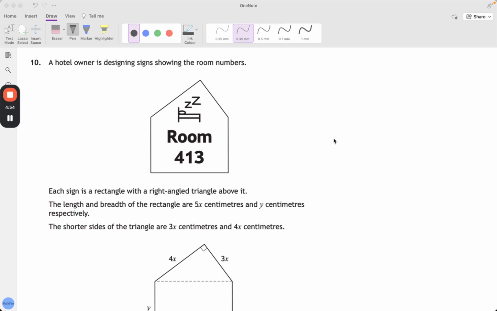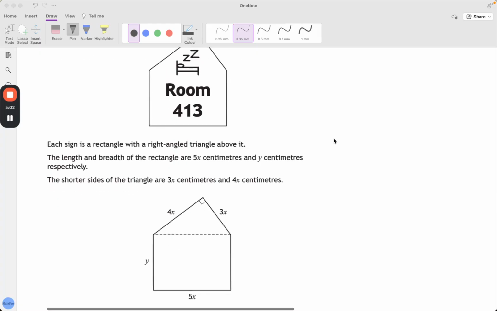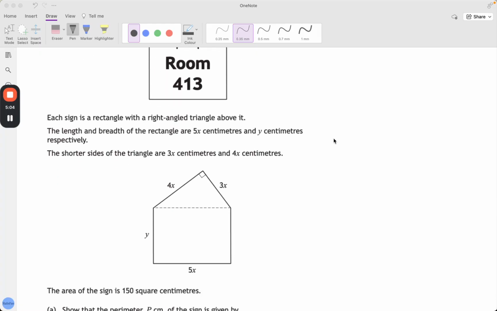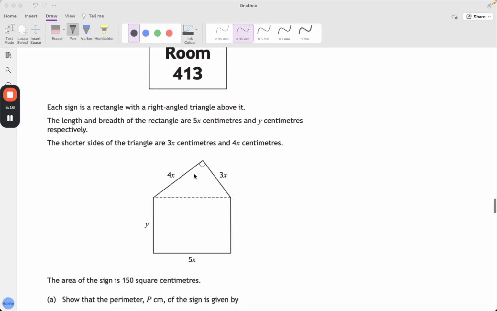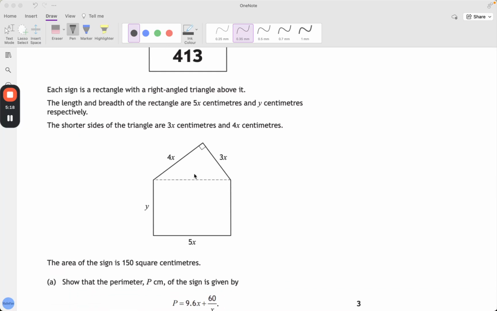Each sign is a rectangle with a right angled triangle above it. So you can kind of make that out from the diagram, but we do have a nicer diagram below as well. We have been told that the length and breadth of the rectangle is 5x centimetres and y centimetres. So we can see our 5x here and our y here. The shorter sides of the triangle are 3x and 4x centimetres. We've then been told that the area of the sign is 150 square centimetres.